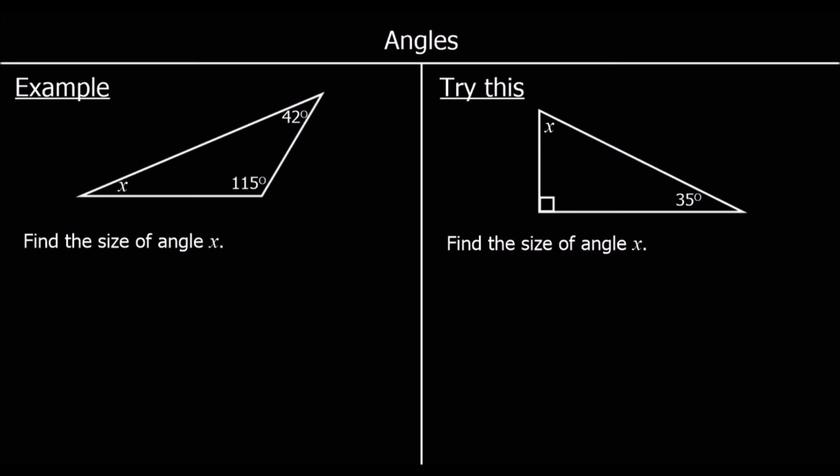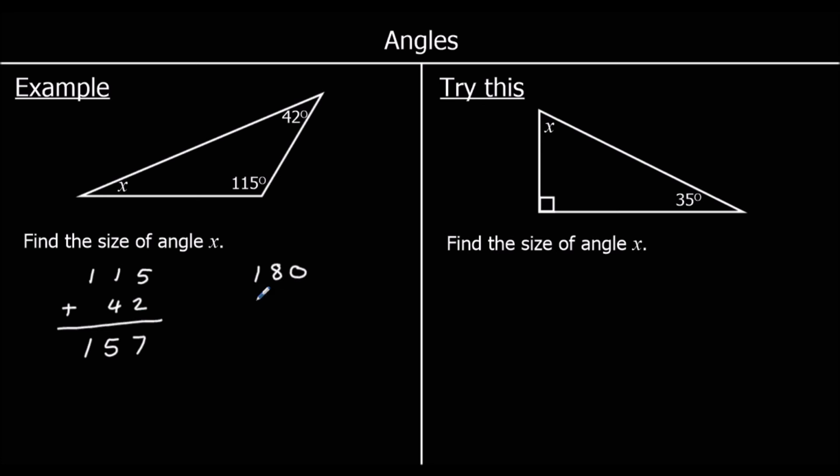Angles in a triangle always add up to 180 degrees. So the angles in the triangle add up to 180 degrees. So we can find a missing angle in a triangle if we know the other two angles. So here we've got 42 and 115 that we know. So 115 plus 42. So the 1s is 5 plus 2 is 7. The 10s is 1 plus 4 is 5. And the 100s we've got 1. So we've got 157 degrees so far.